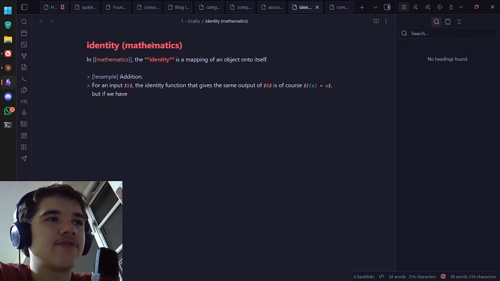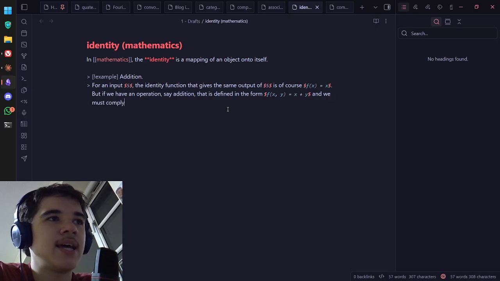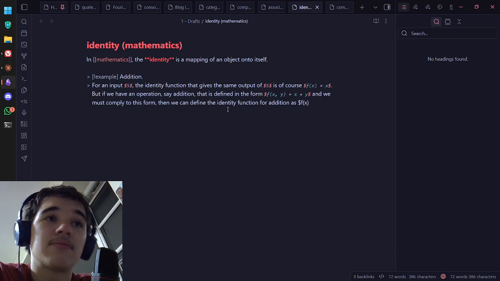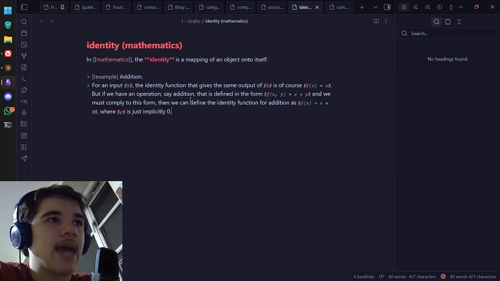But if we have an operation, say addition, that is defined in the form f of xy, let's say, equals x plus y, and we must comply to this form, then we can define the identity function for addition as f of x equals x plus 0, where y is just implicitly 0, let's say. Yeah.